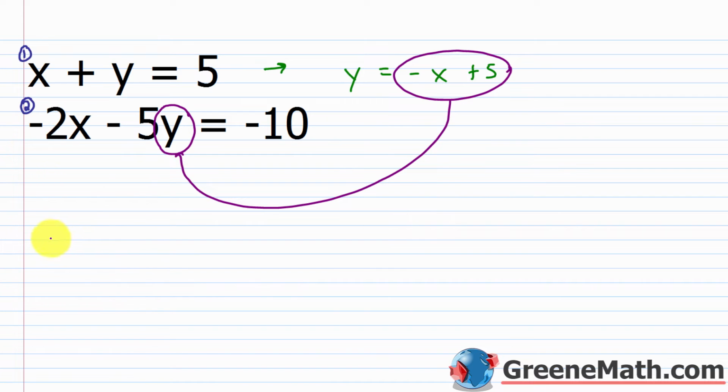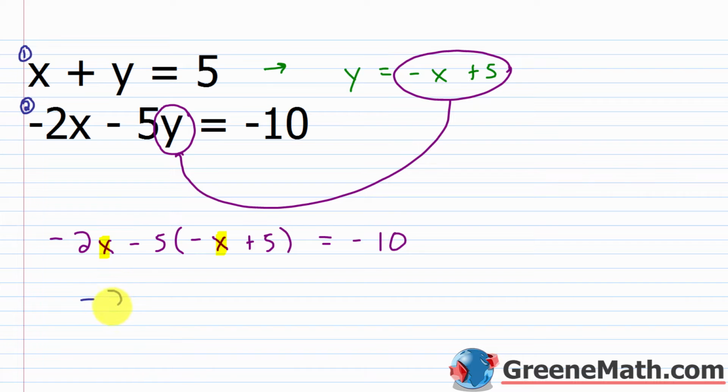So I would have what? In equation 2, negative 2x minus 5, and I've got to use parentheses here because 5 is multiplied by y, and y is this. Y is the quantity negative x plus 5. And this equals negative 10. So notice that I have substituted in for y in the second equation, and the result here is a linear equation in one variable. I now only have to deal with x, and that's pretty easy to do.